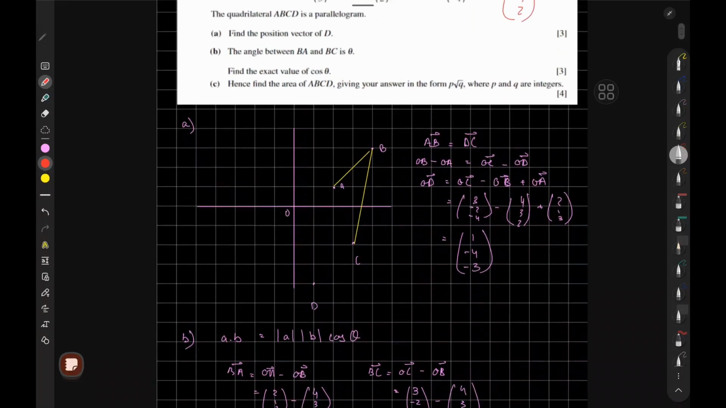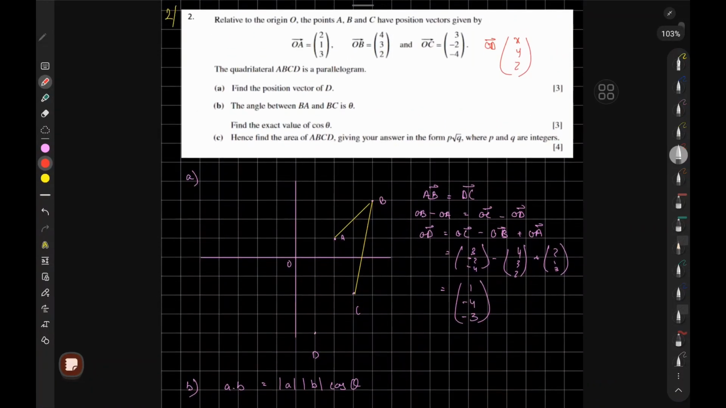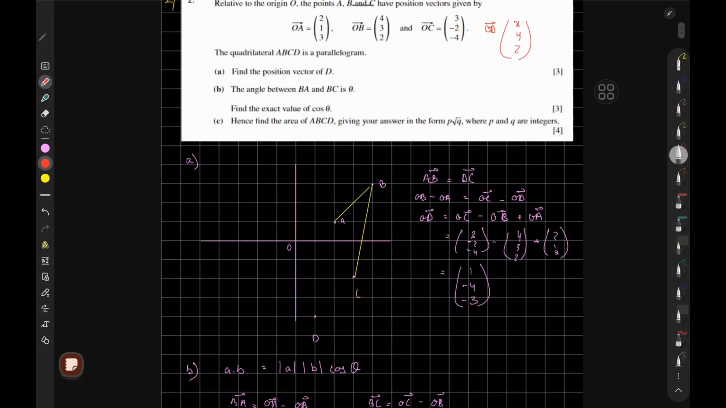Great. So now we can move on to question B. The angle between BA and BC is theta. Find the exact value of cos theta. So whenever they ask you about theta, you simply move to the dot product, nothing else.